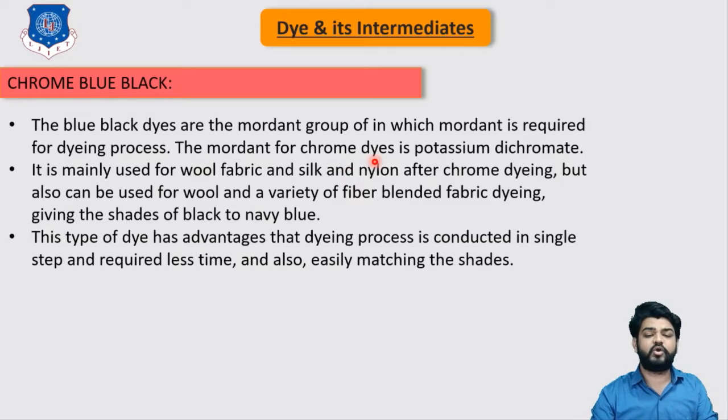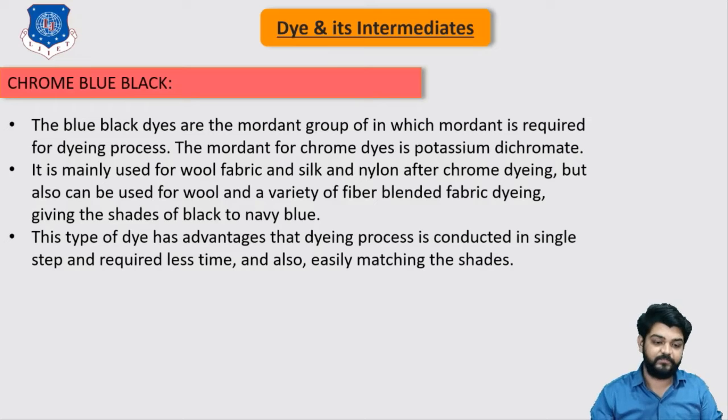The mordant for the chrome dyes is potassium dichromate. So potassium dichromate is generally used as the mordant in this particular dye process. It is mainly used for wool fabric, silk and nylon after this chrome dyeing, but it can also be used for wool blended with a variety of fibers, which ultimately gives shades of black to navy blue, right? So to change the shade of black into navy blue, this particular type of dye can be very useful.